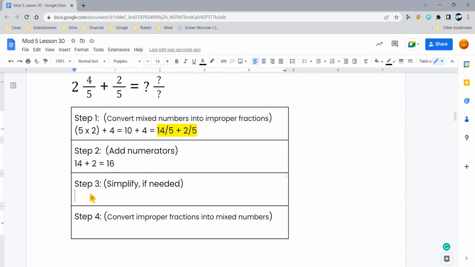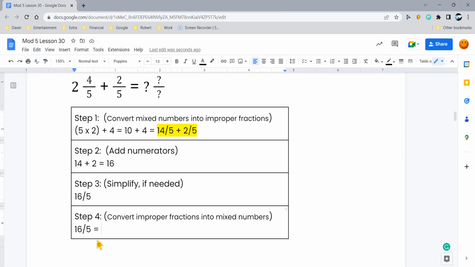Now I'm going to come right down here. I'm going to write 16 over 5. And now I need to see if I need to simplify. I see that 16 is even and 5 is odd, so I know that doesn't work. I also know when I count by 5s, I get to 15, not 16. So this is as simple as it goes, but it is an improper fraction. So we're going to take this 16 over 5 and convert it back to a mixed number.